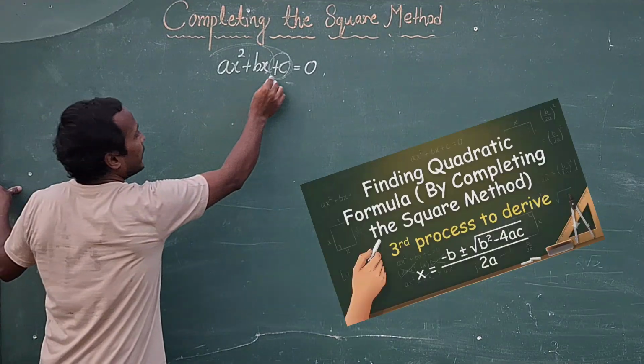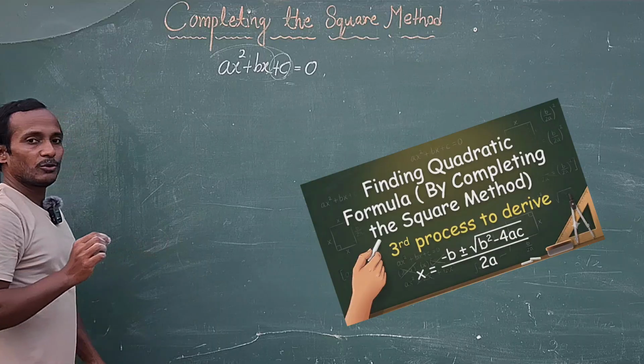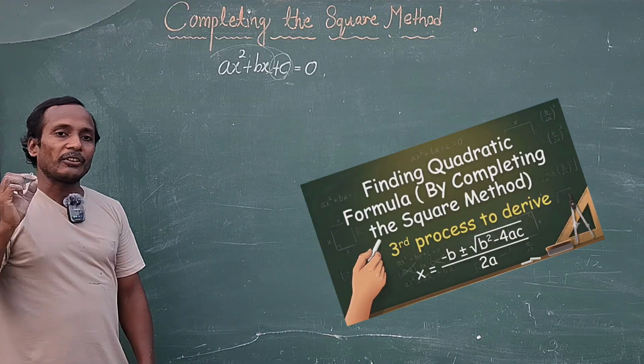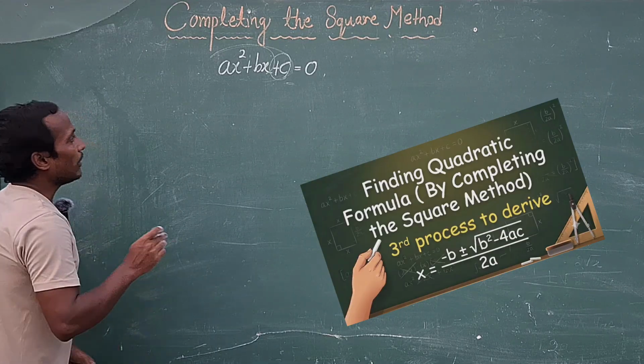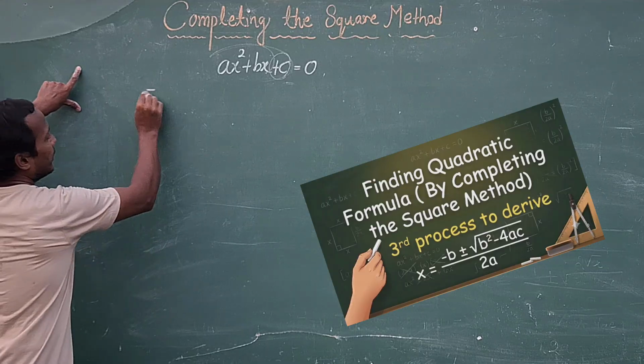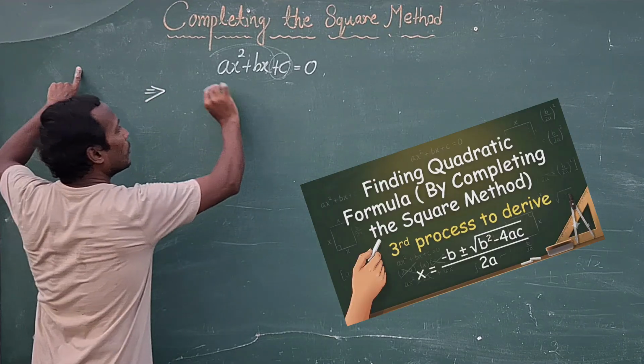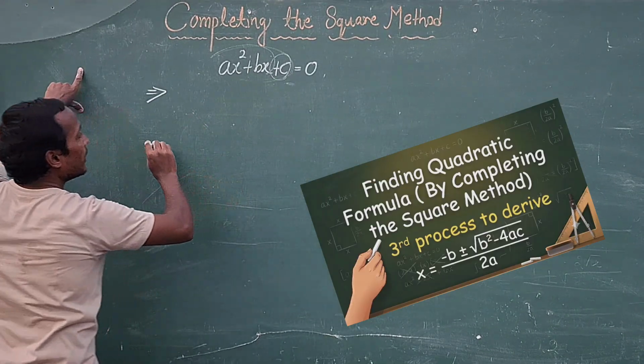Now dear students, have a look. I have ax square plus bx plus c. I have already used two processes for the same method, the completing the square method. Now I will use a third process. In this process, I shall multiply both sides, left hand side and right hand side, by 4a.